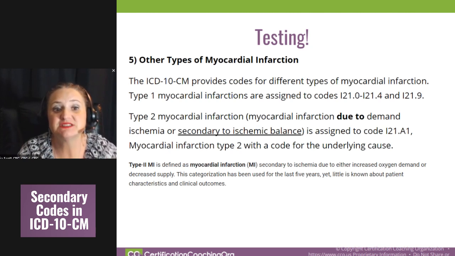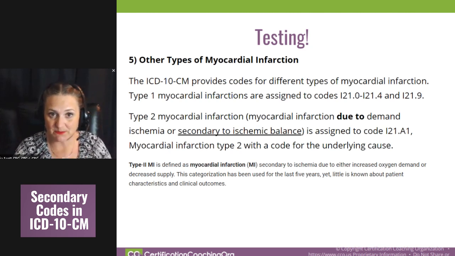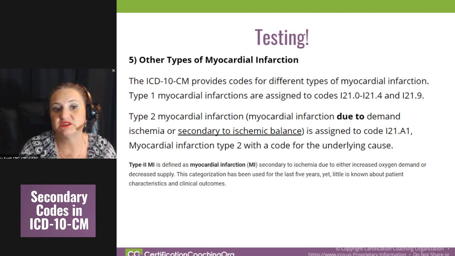I had an MI because of something else. And what is the something else, like the diabetes that we talked about, right? It's due to either demand ischemia or an ischemic imbalance. And when we talk about ischemia, that is just that heart condition, the way the heart works. So if that happens, then you're going to use I21.A1. Go look at that code in the tabular. That's an MI type 2 with a code for the underlying cause.